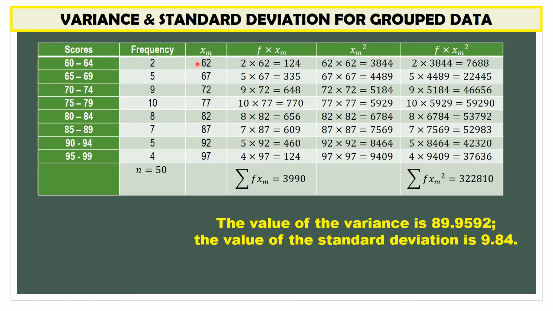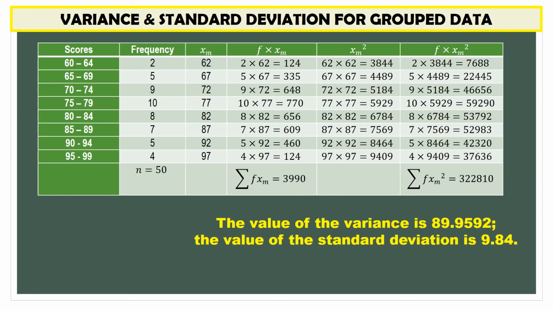So, we have these columns for this. Then, the fourth column is the product of the frequency and x sub m. So, 2 times 62 is 124. 5 times 67 is 335. 9 times 72 is 648. 10 times 77 is 770. 8 times 82 is 656. 7 times 87 is 609. 5 times 92 is 460. And 4 times 97, that is not 124, that is 388. So, let me make a correction for this.